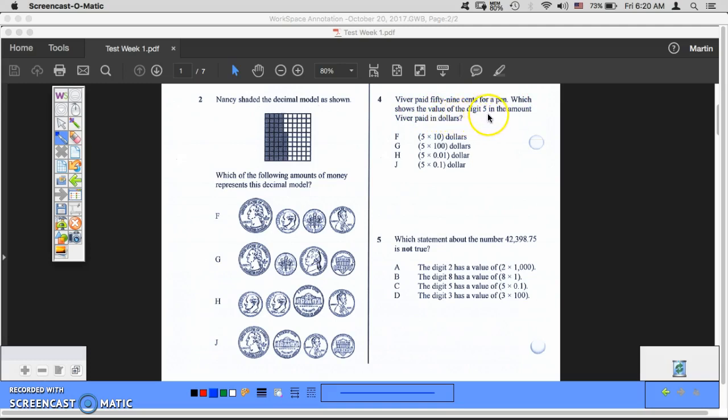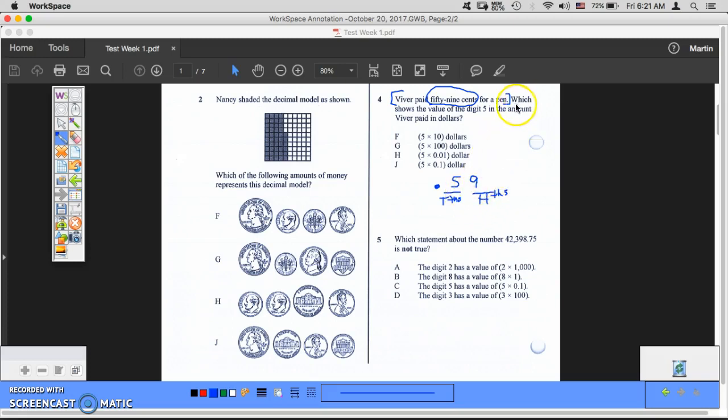value of the digit 5 in the amount Fiverr paid in dollars. Okay, so the first sentence reads, Fiverr paid 59 cents for a pen. I'm going to skip the word for, but for a pen. Right here is where I'll stop. So I'm going to go ahead and circle 59 cents. And it's written in word form. So what I'm going to do is I'm going to change that word form into standard form. There's 59 cents right there. And remember, underneath it, do your place value chart. Tenths, and the 9 is in the hundredths.